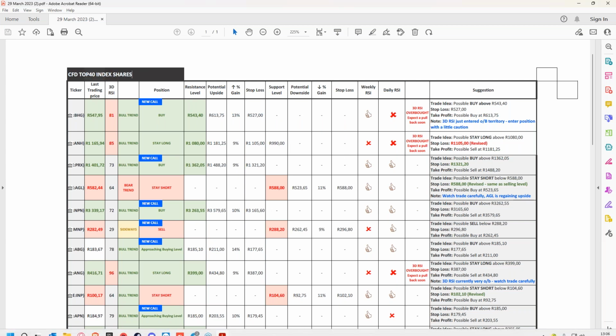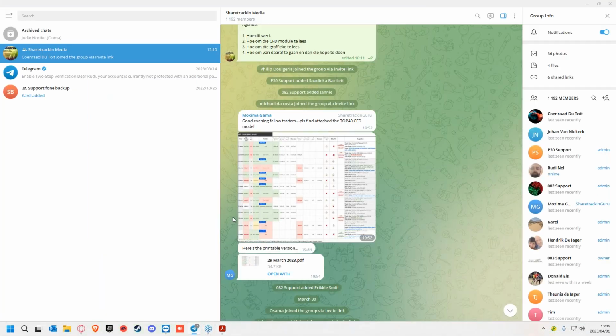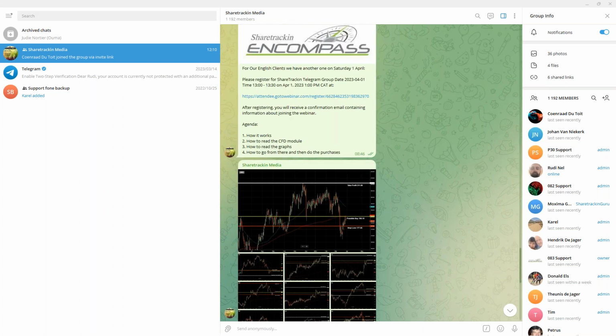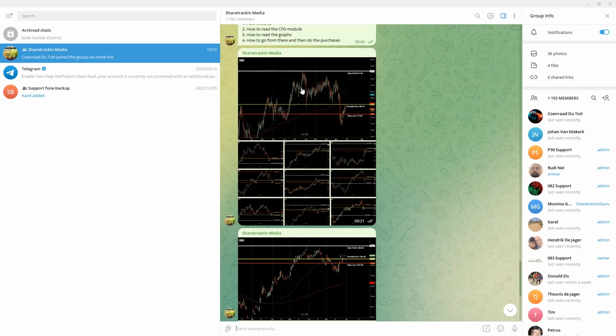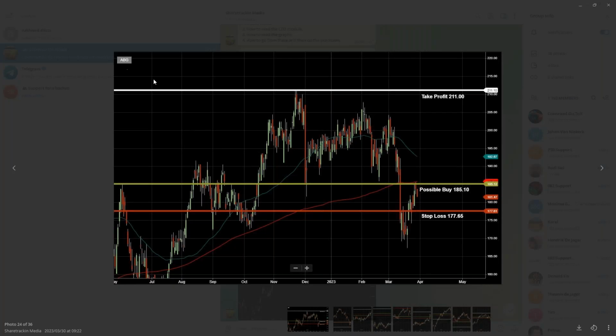So you'll obviously, as I said, receive a screenshot like that, and the PDF document. But not only do we send you that, we also send you the charting for those shares. So what we do is we go and pull it in. So we take ABG, for instance. We say there's your possible buy. So this share, for instance, ABG has not yet reached that level according to the screenshot, right? So this is Thursday.